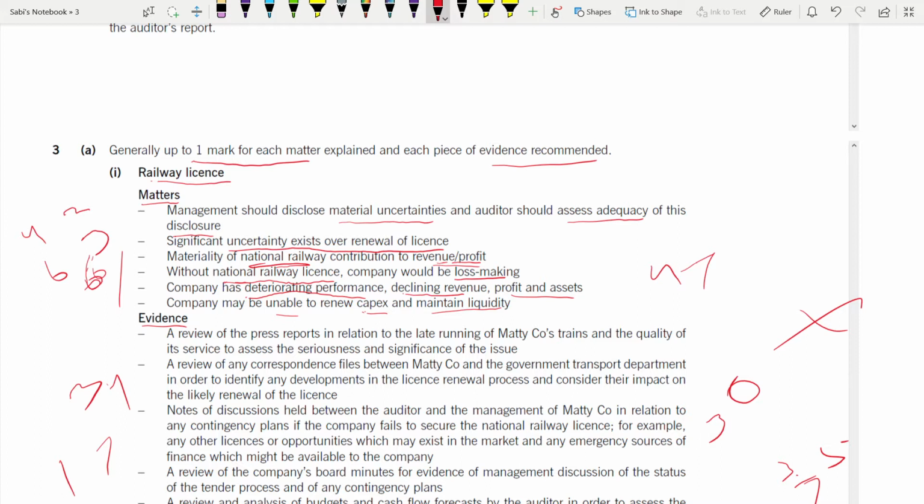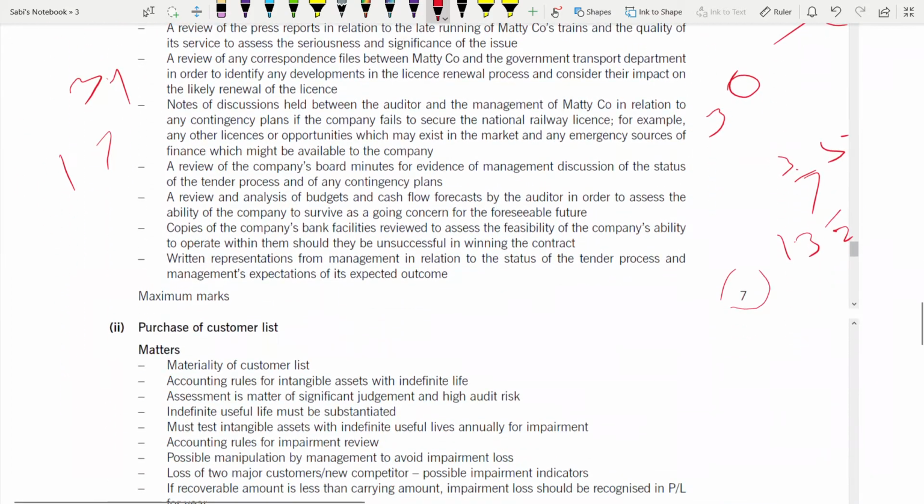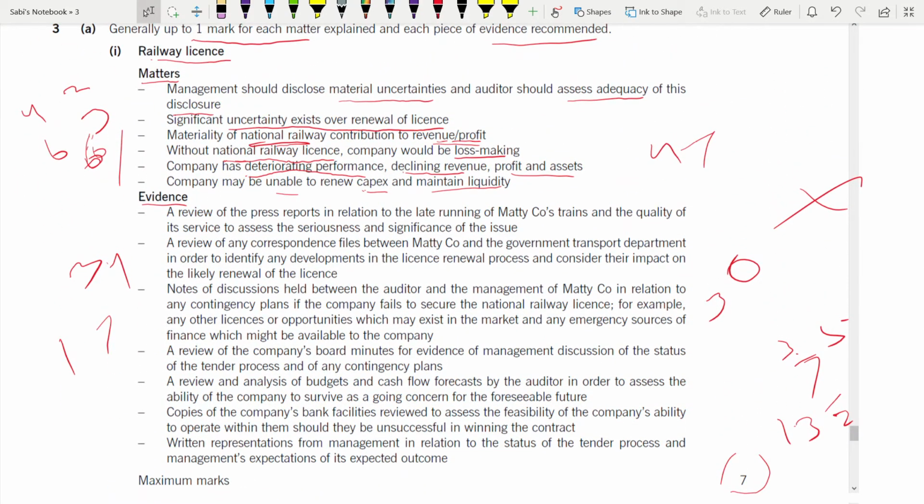Okay. Then we went to the evidence. What are the evidence? Evidence also we have so many. Okay. A review of the press report. You can check the press report. You can review the press report in relation to the late running of this train. You see, to this evidence, this is a hard part, guys. Matters, okay, it is easy. You can understand from the case the profit is declining, revenue is declining. If there is uncertainty of existence, but evidence part is tough. You need to use your professional judgment here. You must have studied all the evidences under audit. But when you're writing this, you have to link this to the case study.